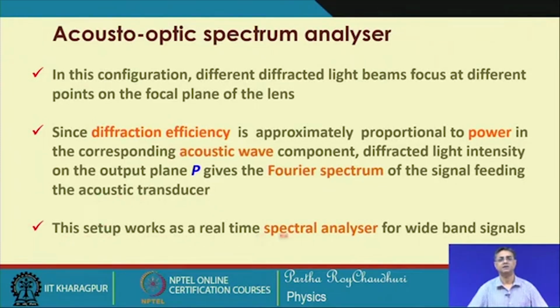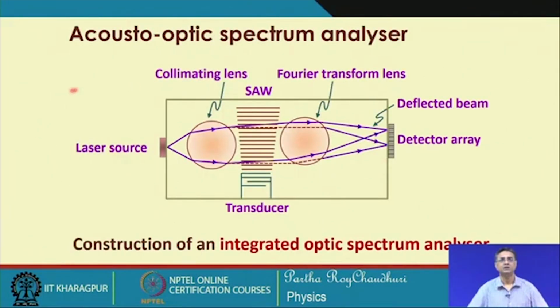This setup works as a real time spectrum analyzer for wide band signals. So, this is an integrated optic spectrum analyzer configuration. You have a laser source and a collimating lens, which will make the optical beam approximately parallel, and then surface acoustic waves generated by a piezo transducer. The optical beam passes through these surface acoustic waves, and again there is a Fourier transforming lens, which will collect the deflected beam at the detector array.